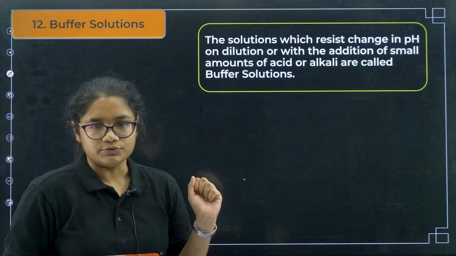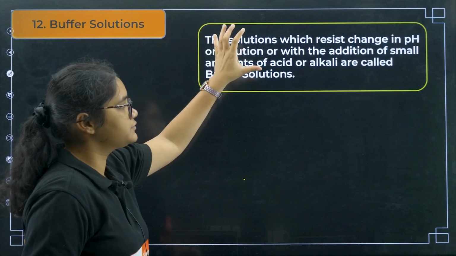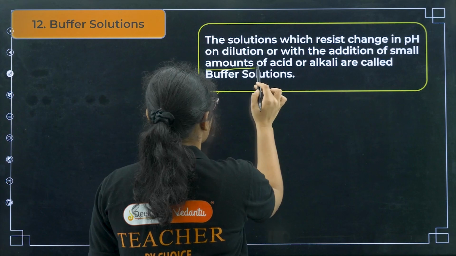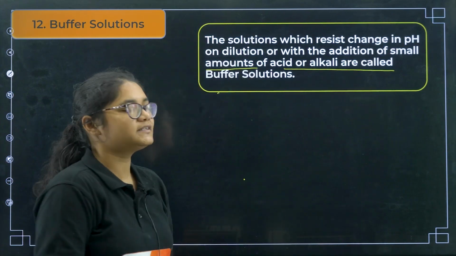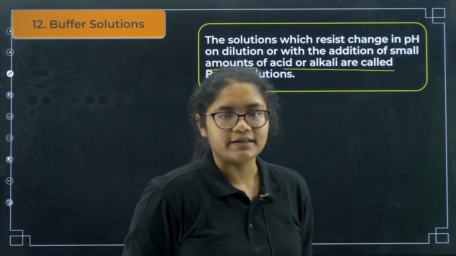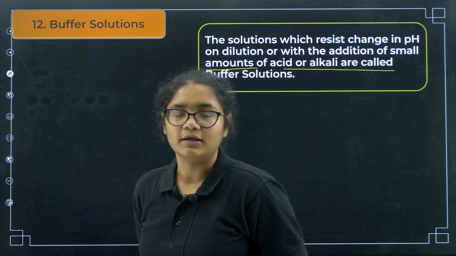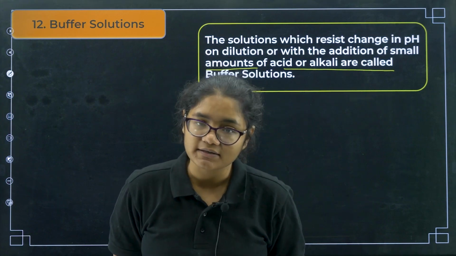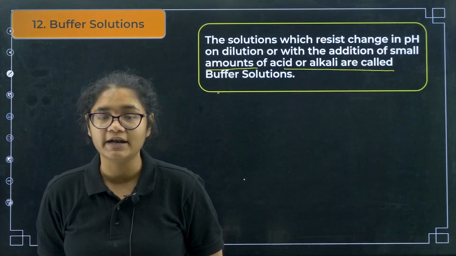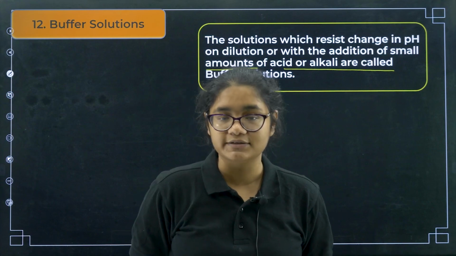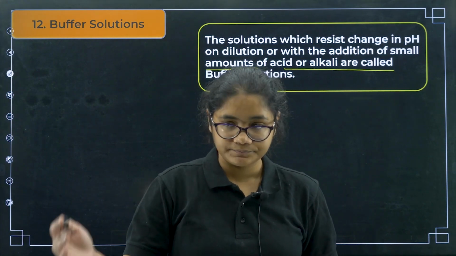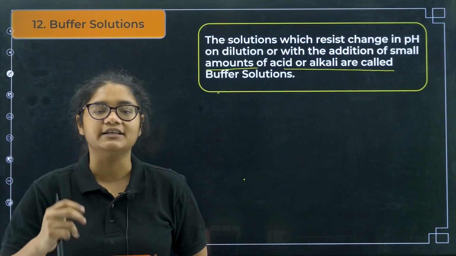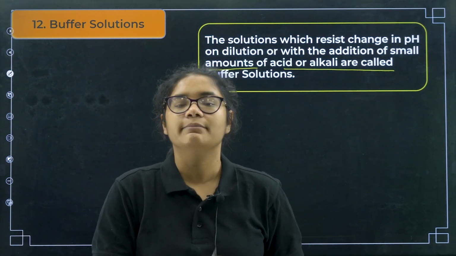Now we'll go to buffer solutions. The solutions which resist the change in the pH on dilution or with the addition of a small amount of acids or bases are called buffer solutions. If you add acid to certain solutions, the pH should decrease, but to a certain extent they can resist this change. Similarly, if you add OH minus to certain solutions, the pH should increase, but it will not increase; it will resist the change in the pH. Such solutions are called buffer solutions.